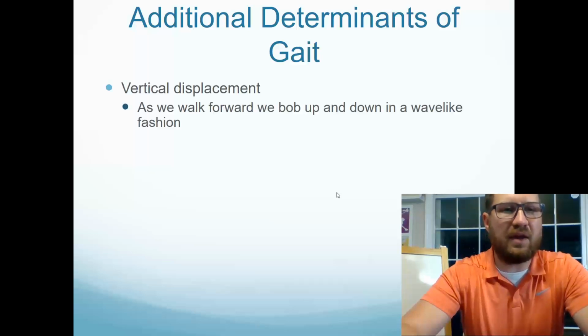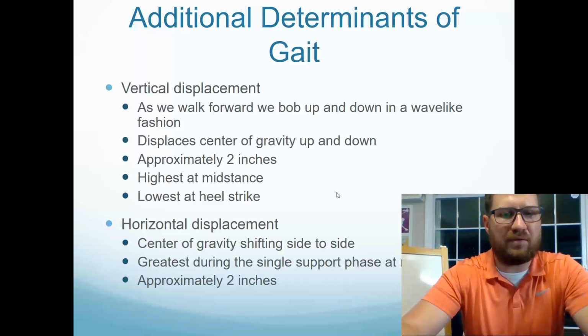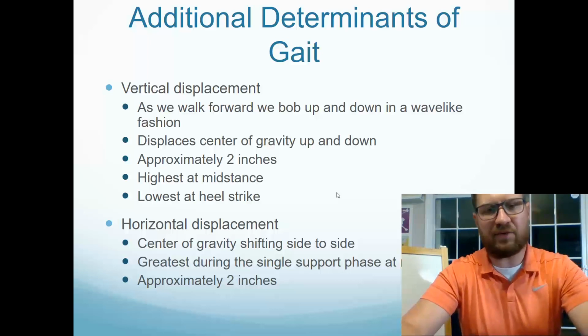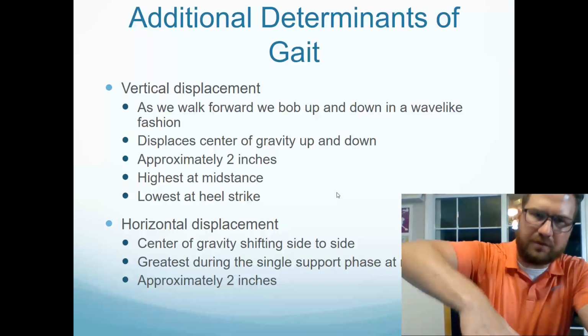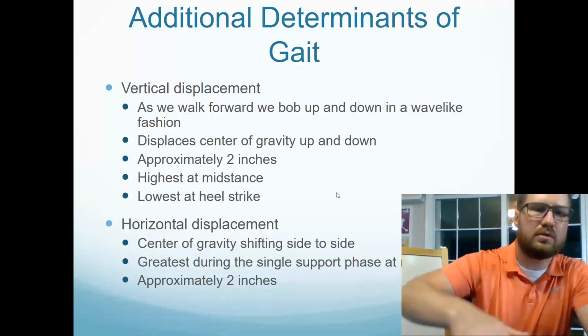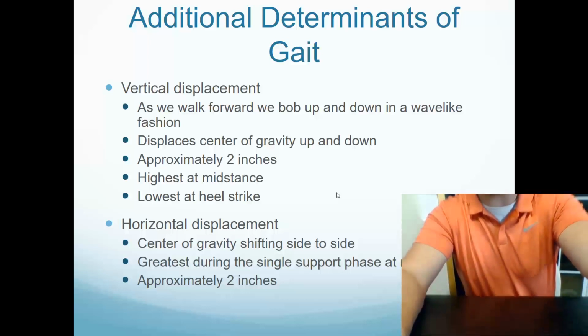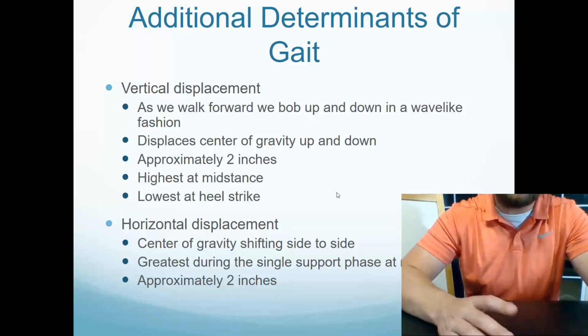Additional determinants of gait: we have a vertical displacement, and we have a horizontal displacement. Vertical displacement just means that as we walk, we bob a little bit. Everybody does it. It's normal. Normal is about 2 inches. If you're getting more than that, now you're pushing off your foot a little bit more. Little kids tend to have a higher vertical displacement.